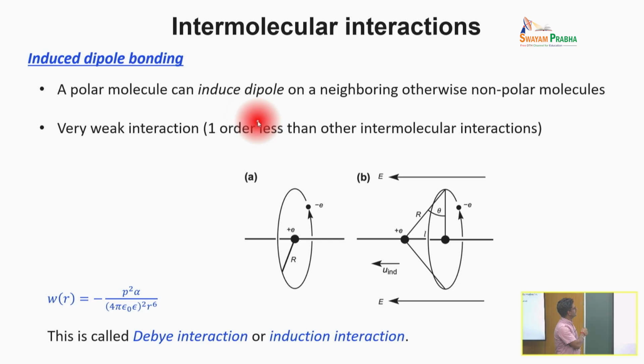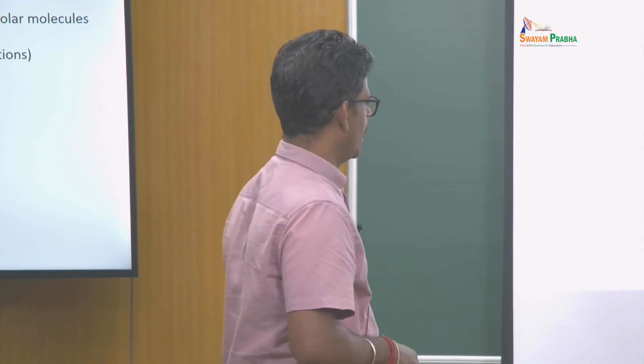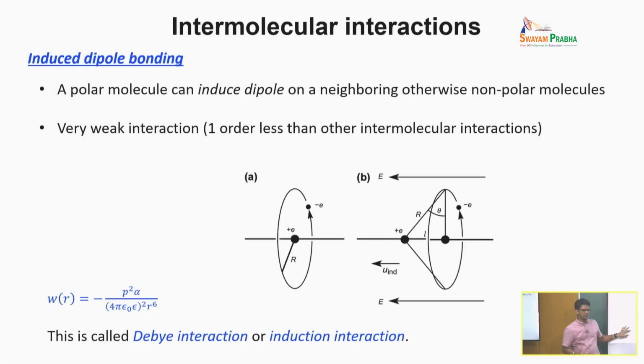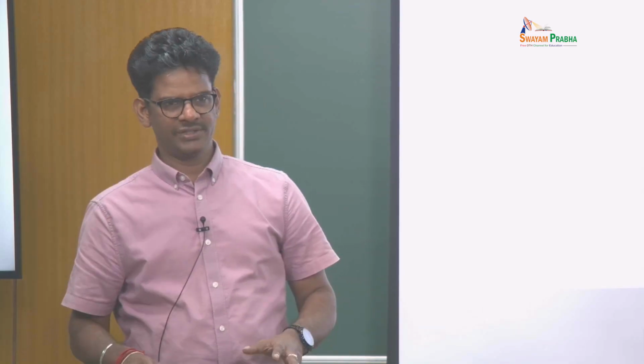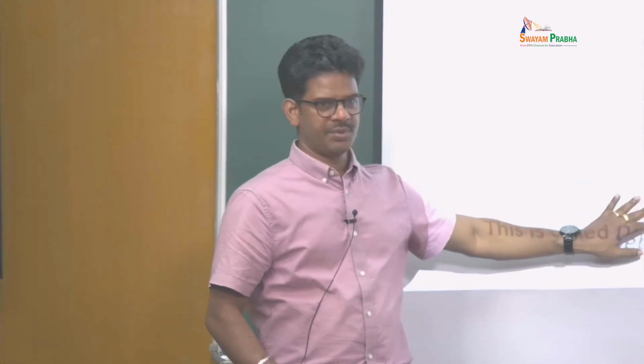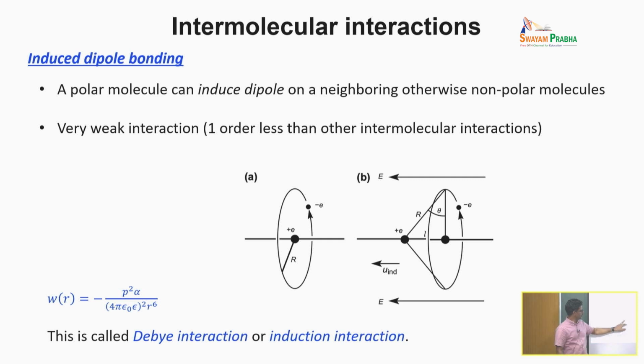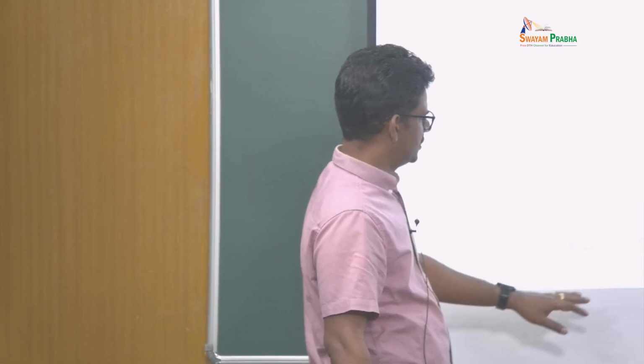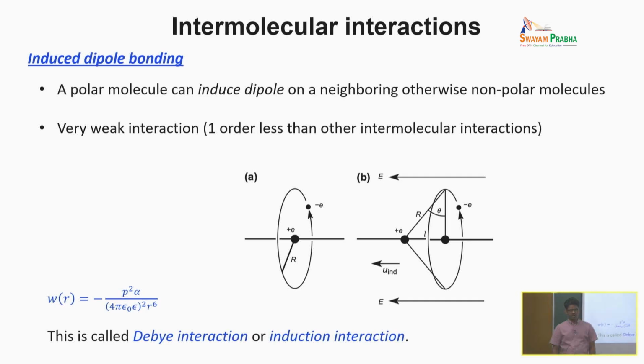Okay, and this interaction is quite weak, and it can be one order less than the other intermolecular forces. So it is not very strong, it's very weak. And the interesting thing is this interaction also goes as 1 over r to the power 6. Pretty much all the secondary or intermolecular interactions scale as 1 over r^6, and they're all attractive. You can see that it depends on the dipole moment of the neighboring molecule. Alpha is related to the electric polarizability of the non-polar molecule, and based on that this happens. This interaction we call the Debye interaction or induction interaction.